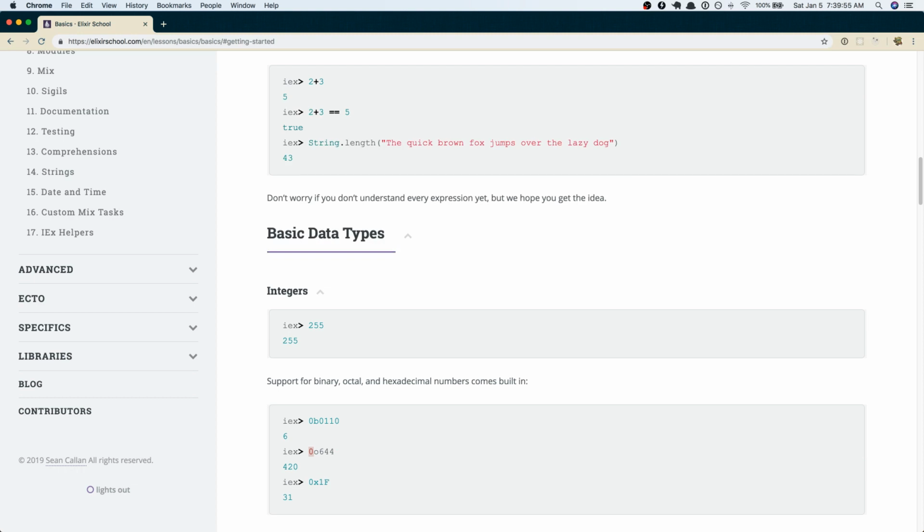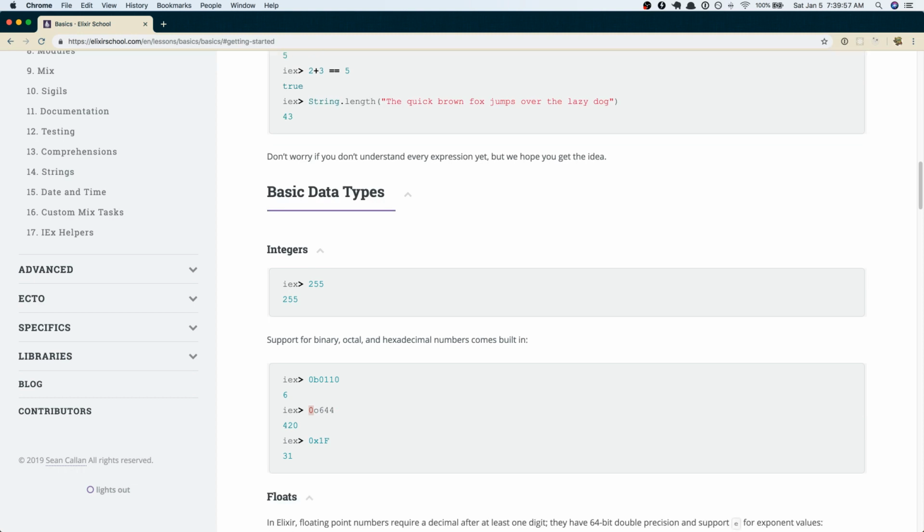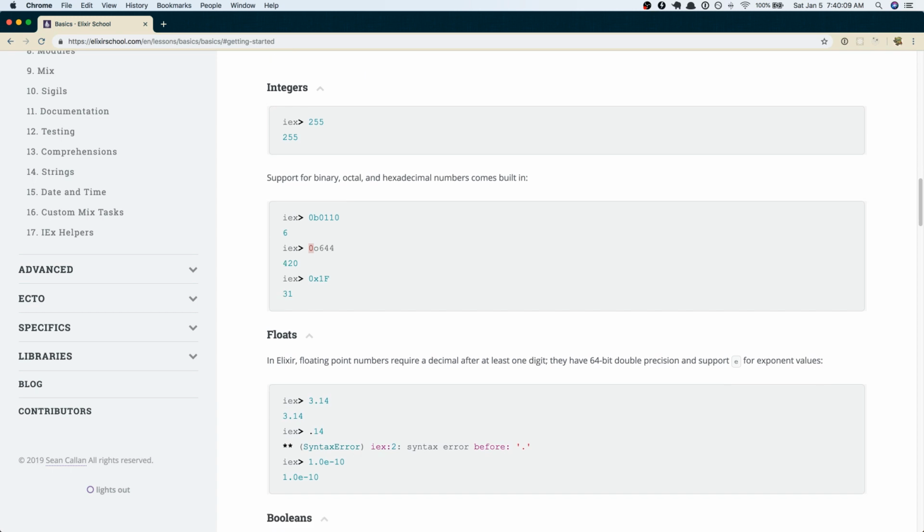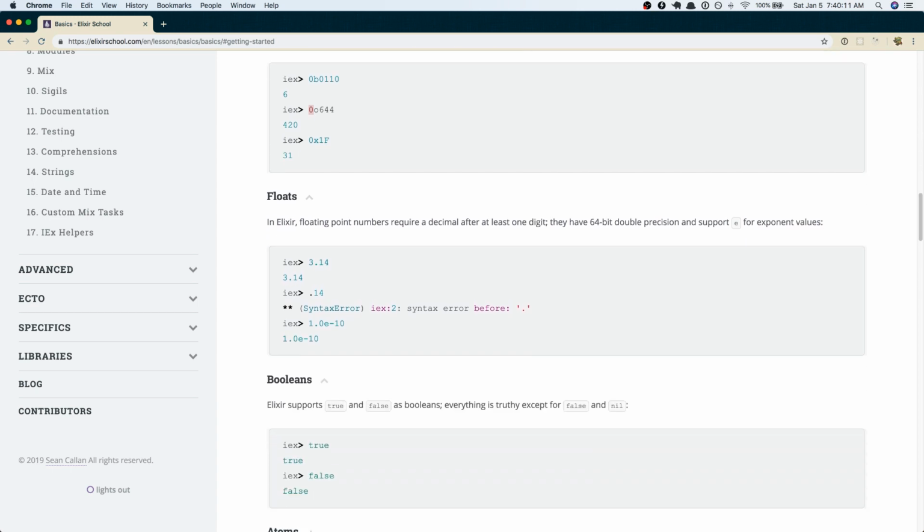Basic data types. Integers. Binary, octal, and hexadecimal numbers come built in. Floats. In Elixir, floating point numbers require a decimal point after at least one digit. They have 64-bit double precision, and support e for exponent values.